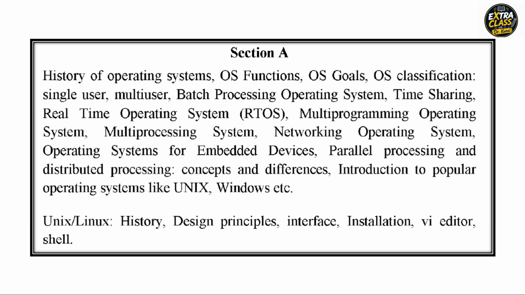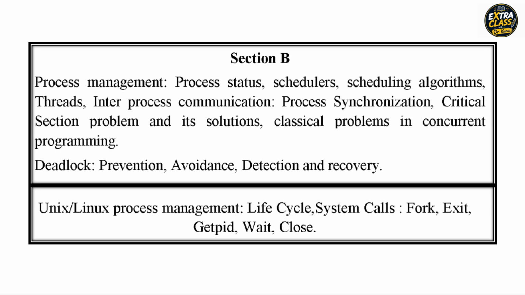So section A mainly contains the theoretical part, basics or definition of operating system, parts of operating system, and the classification of operating system. We have to study all these things here. Section B mainly contains the numerical part. I will say 70% numerical and 30% theoretical.